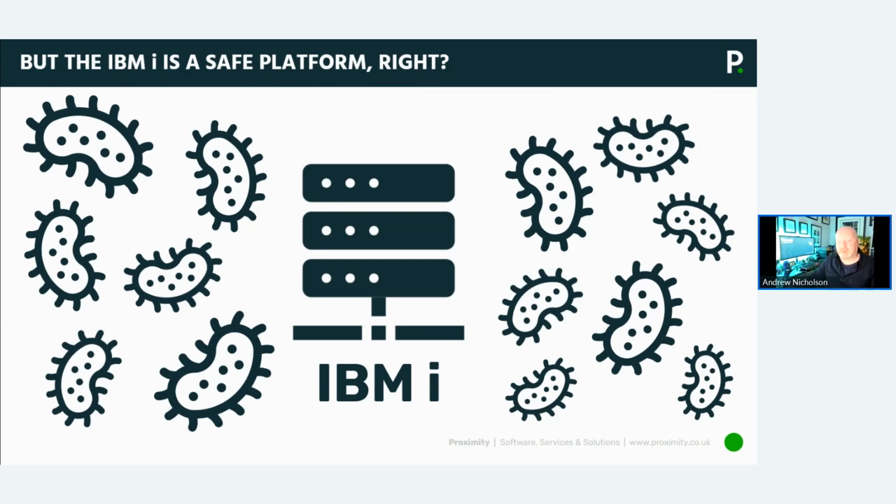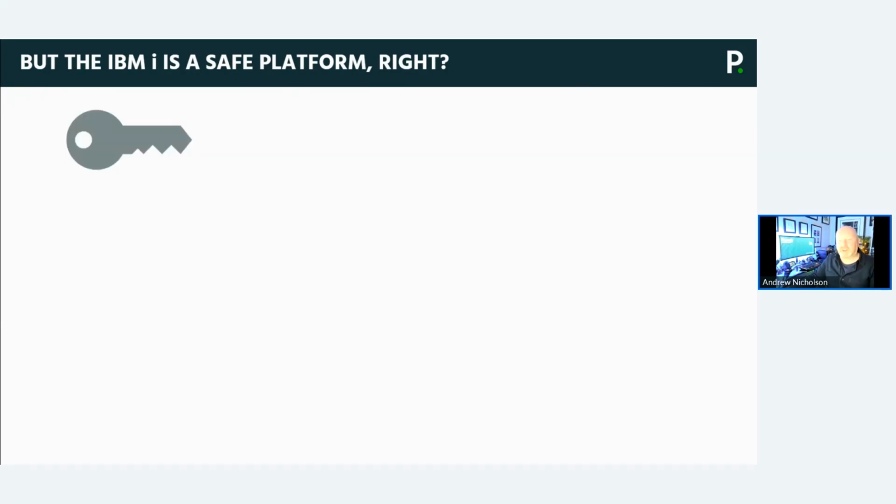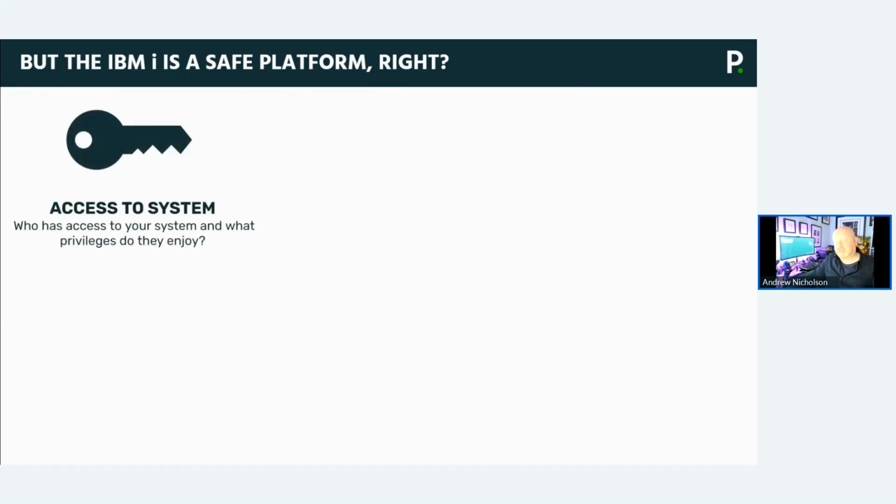I've summarized these into six areas. The first one being, who has access to your system? Or in security terms, identity and access management. And this is the foundation area in which your security should be built. Having the correct permissions and access privileges is pivotal in minimizing threats.